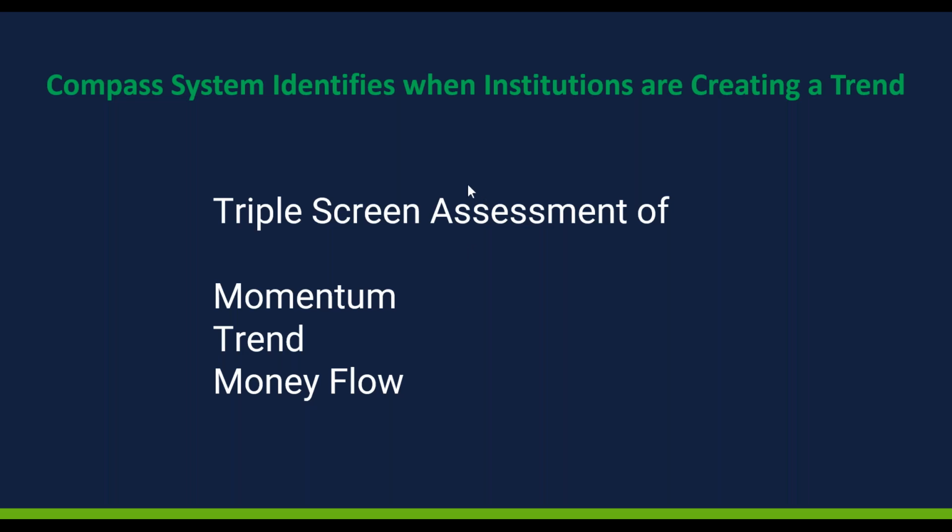So how do we find these? How does the Compass system find these? What the software does is what's called a triple screen assessment. Some people call this fractals. It's multi-time frame assessment. We look at three different things: the momentum, the trend, and the money flow. If the momentum, the trend, and the money flow are all going in the same direction on multiple time frames, then the chances that the institutions are driving this price action is extremely high, well up into the middle to high 90% that they are. That's how the Compass system does this.